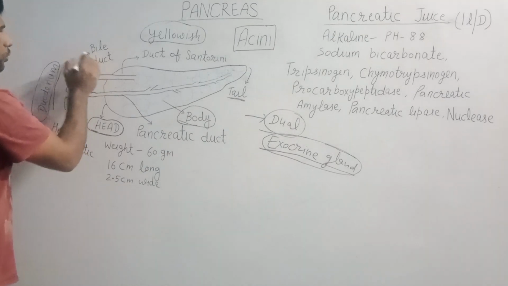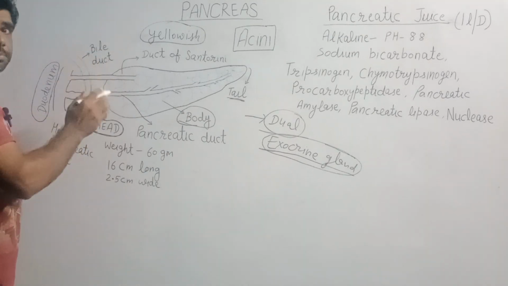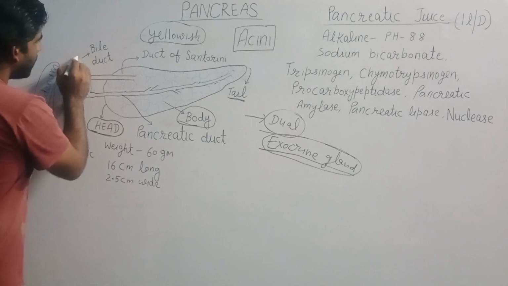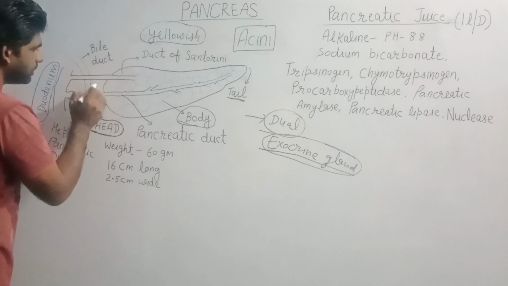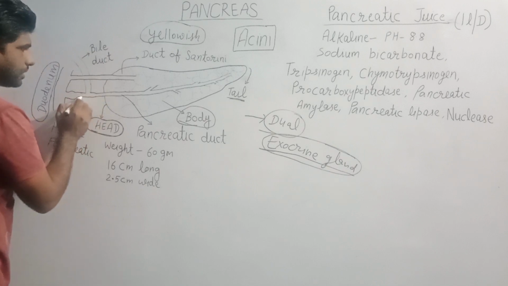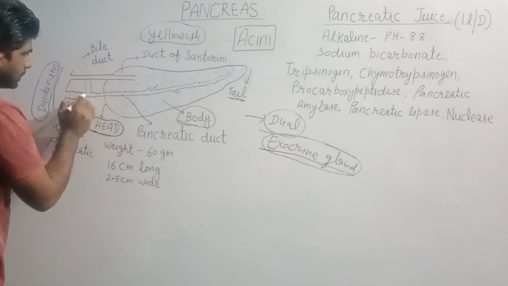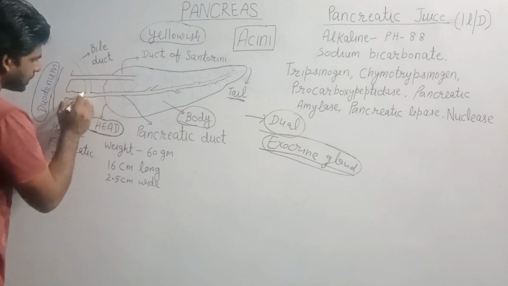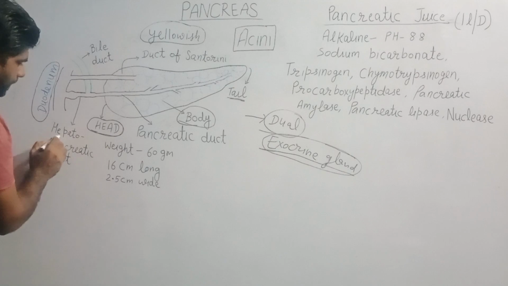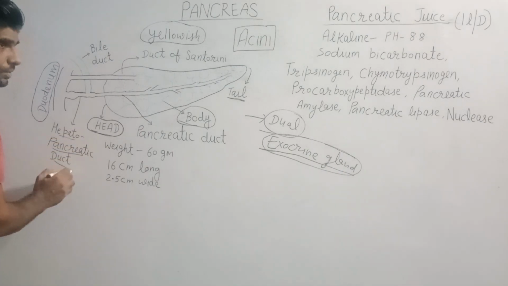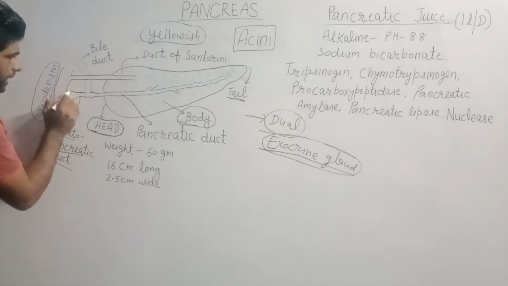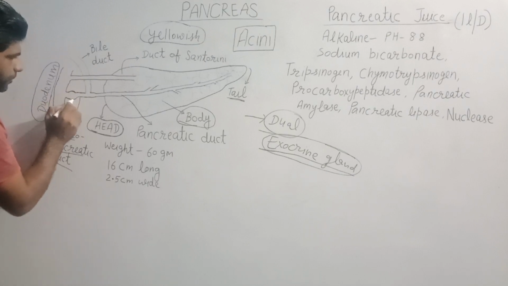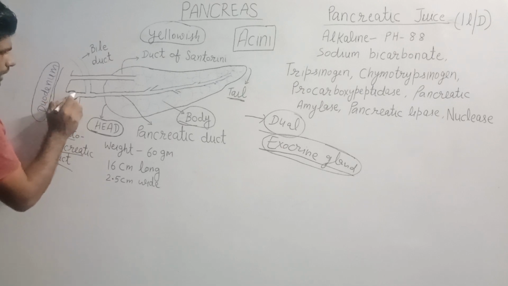Bile duct from liver. As I told you in previous lecture, bile duct carries bile juice and it joins with pancreatic duct. From this point, the common duct comes out, which is called hepatopancreatic duct. Before entering into duodenum, it gets widened. This wide portion is called ampulla of the duct.